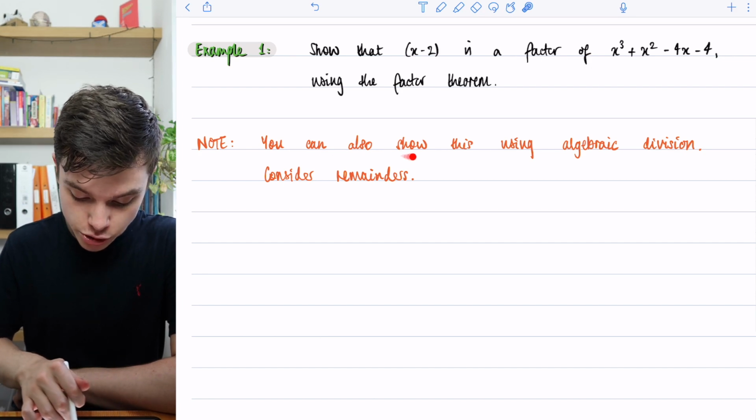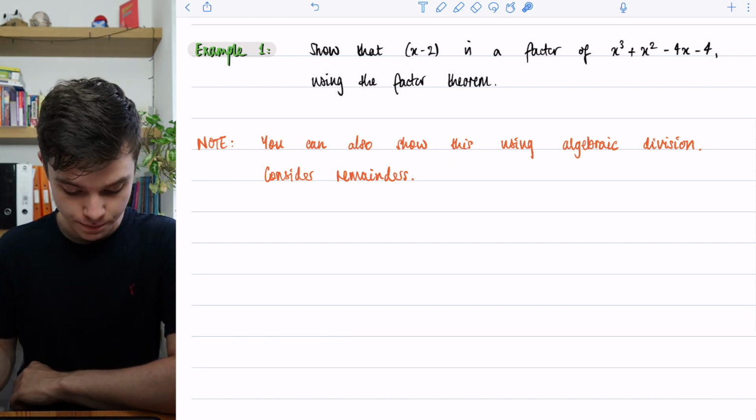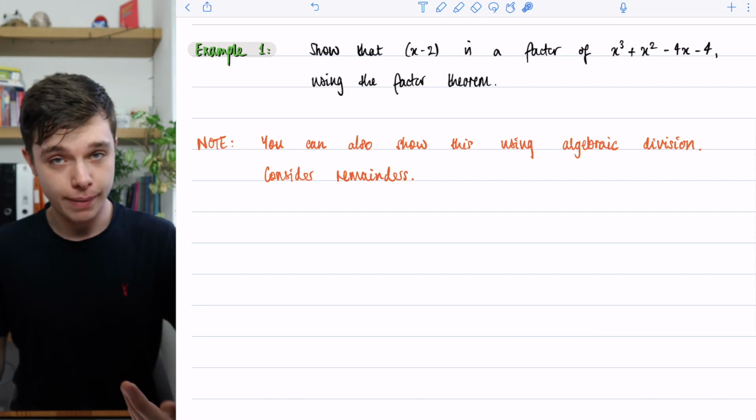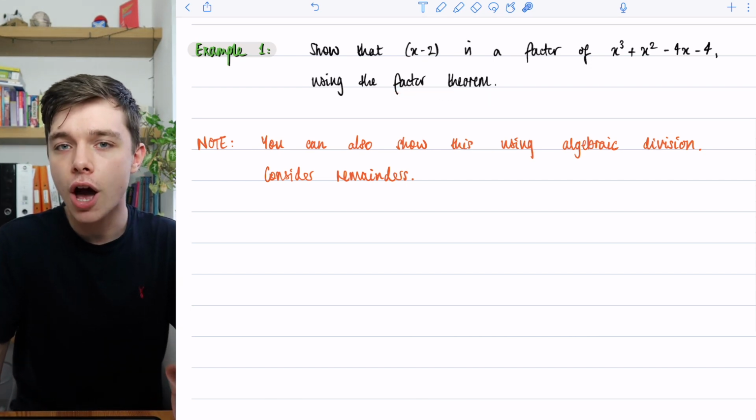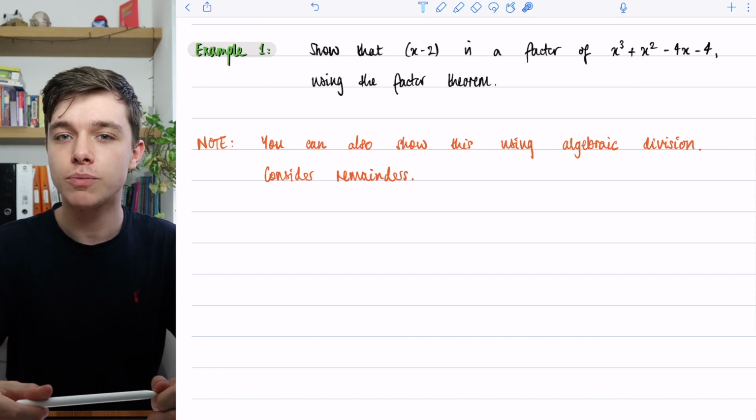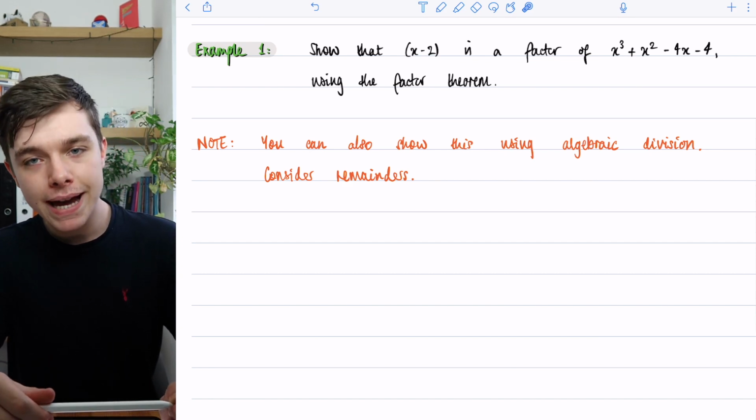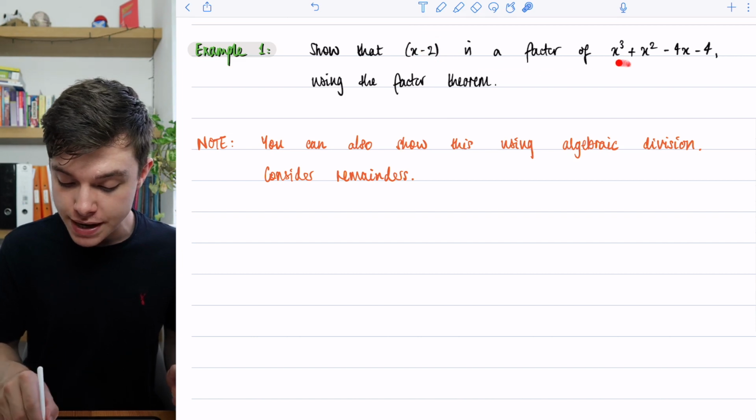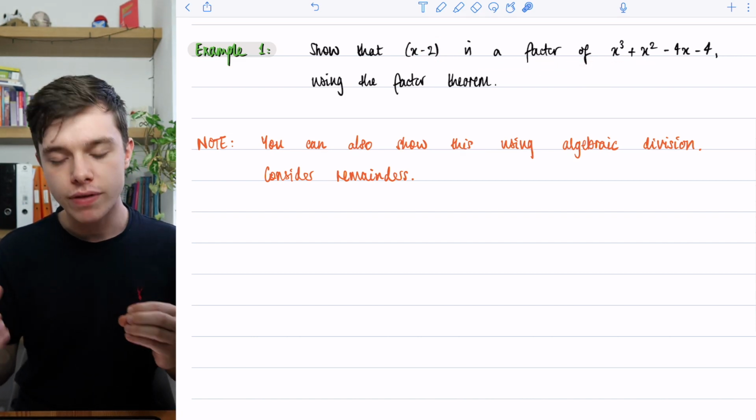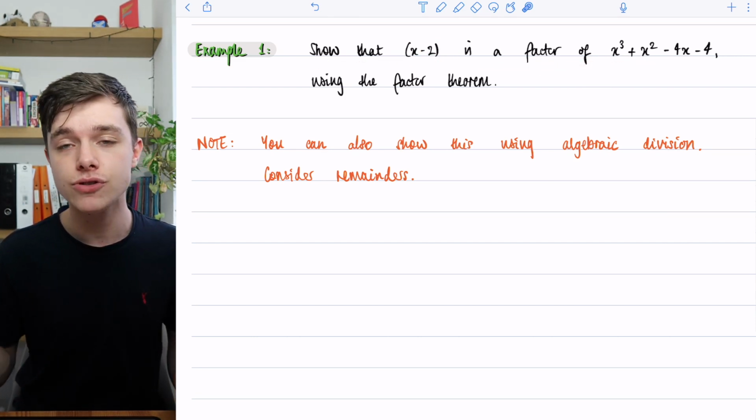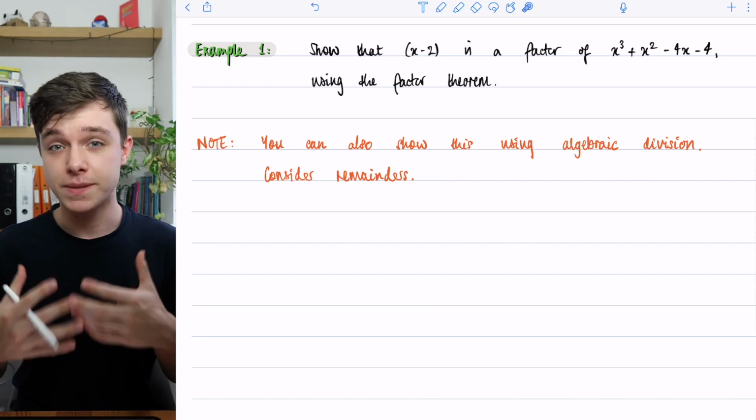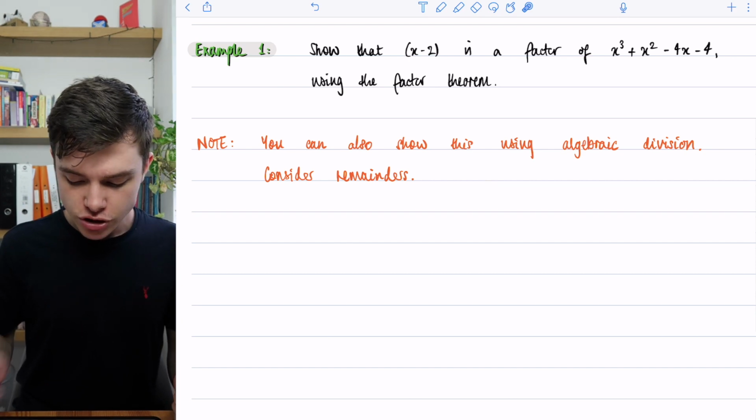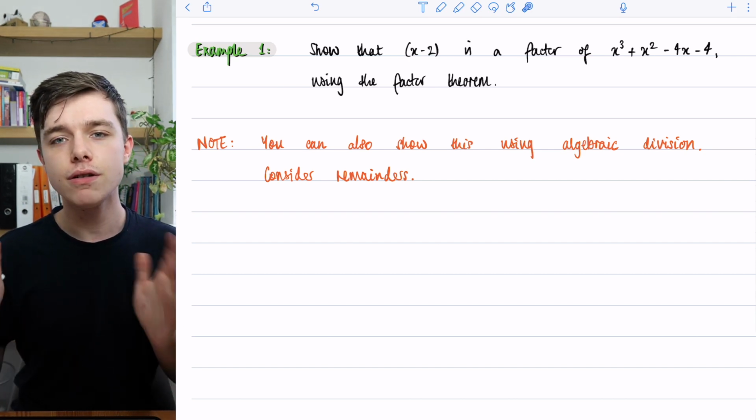It says we can also show this using algebraic division. So if you want to do it by algebraic division, which you might want to do, it does say using the factor theorem, but maybe have a go just for your own sake at algebraic division. Consider remainders. If x minus 2 is a factor, and we kind of know that, we're just being asked to show it, so we need to show it. We're going to start off by doing some maths proof basically, but just think about algebraic division and consider remainders.